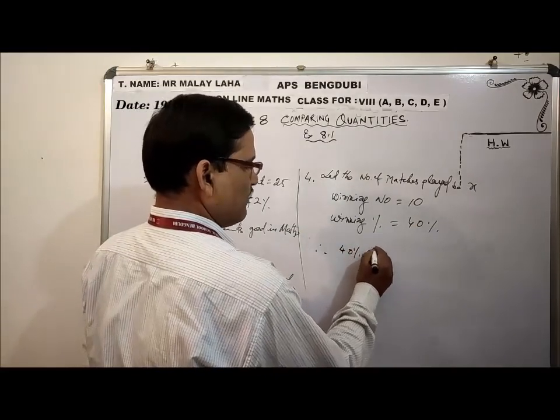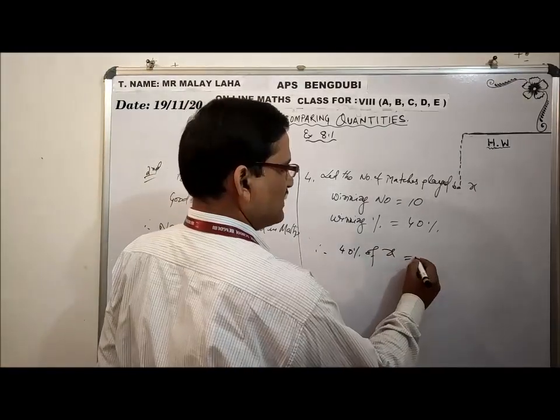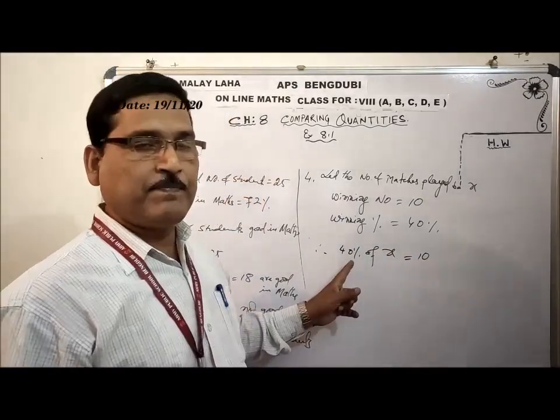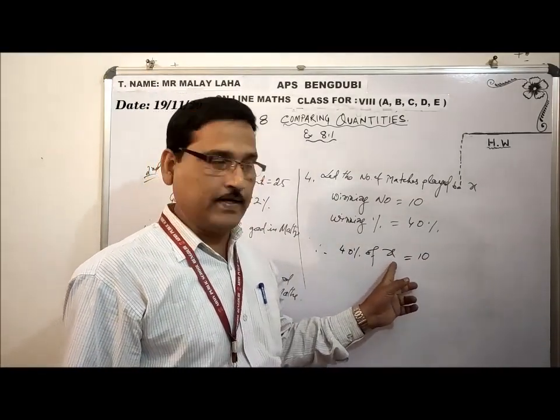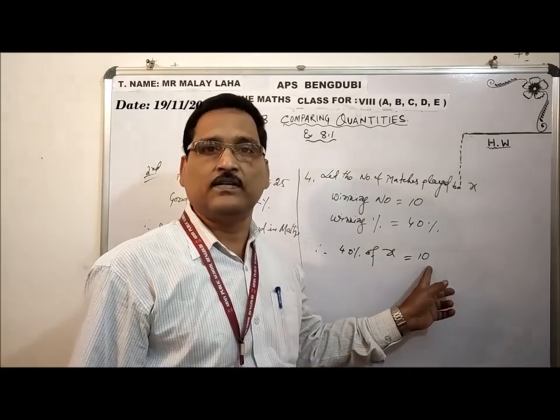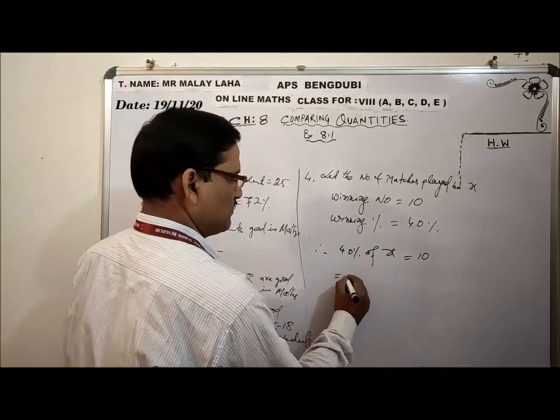40% of X, where X is the total number of matches played, and its value is 10. 40% of the total matches X is 10. I have established a link. Now you find out the solution. Okay.